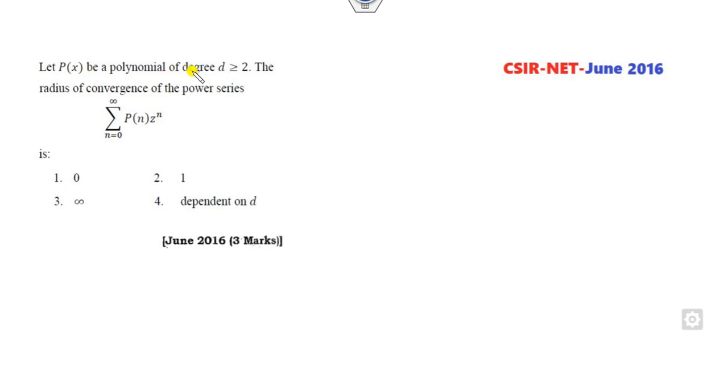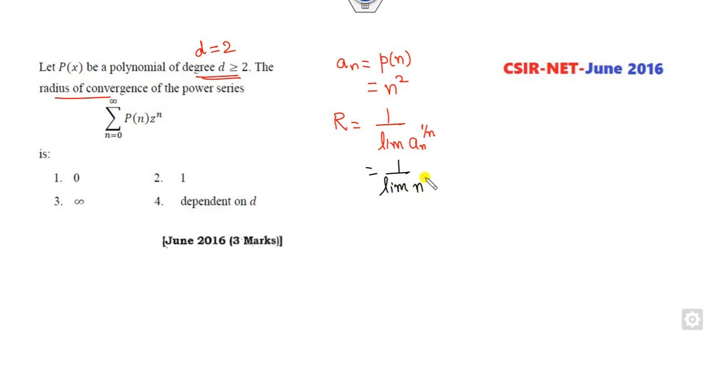P of x is a polynomial of degree d. So I can choose the minimum polynomial as degree 2. So an is a polynomial of degree 2, so an is n square. For the radius of convergence, I can choose either of the methods. If I choose this method, then it will be the limit of n raised to power 2 by n. We all know n raised to power 1 by n goes to 1. So it is 1 squared, which is 1. So r is 1, which is the right answer.